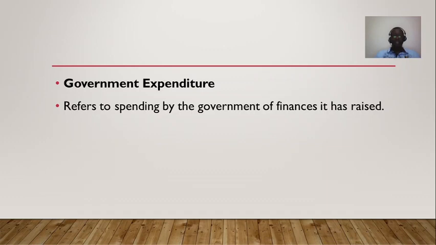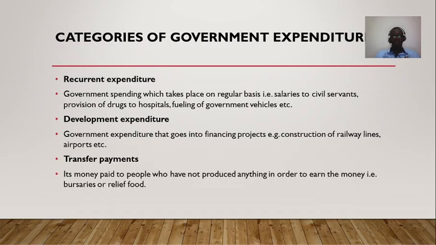What is government expenditure? It refers to spending by the government of finances it has raised. And we have three categories of government expenditure. Number one, we have recurrent expenditure, and this is government spending which takes place on a regular basis. For example, salaries to civil servants, provision of drugs to hospitals, fueling of government vehicles, among others.